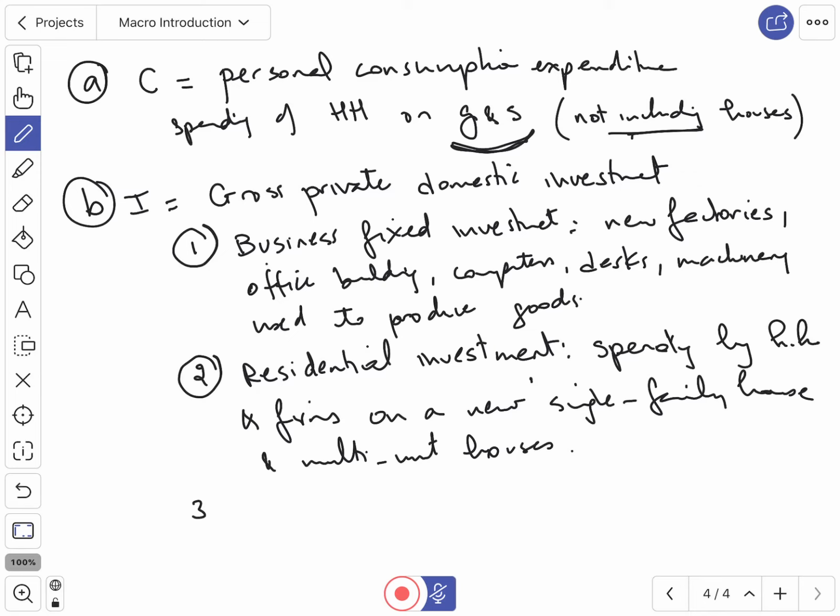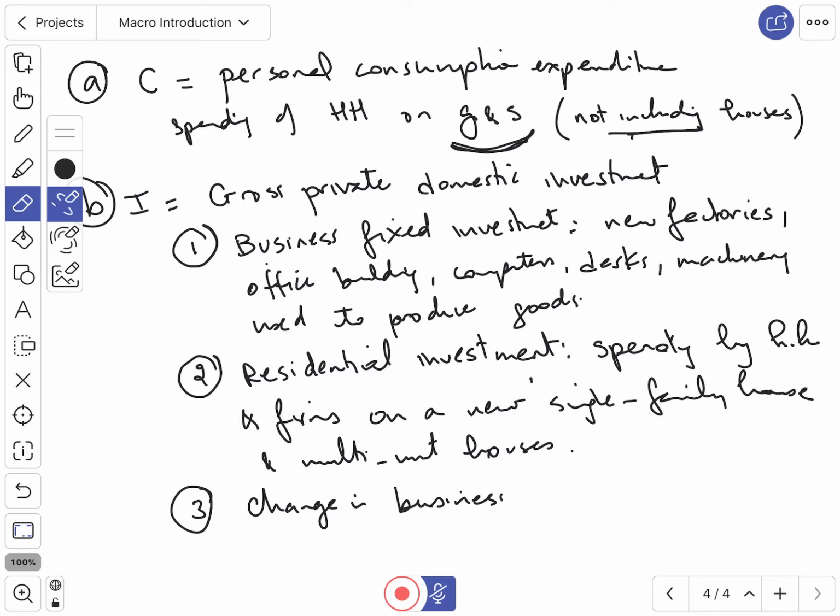The other type, which is very important, is called the change in business inventories. Let me also erase HH because I used to write it as two capital H's, and I just want to make sure that I'm not confusing you. So households, two capital H's. So, a change in business inventories.